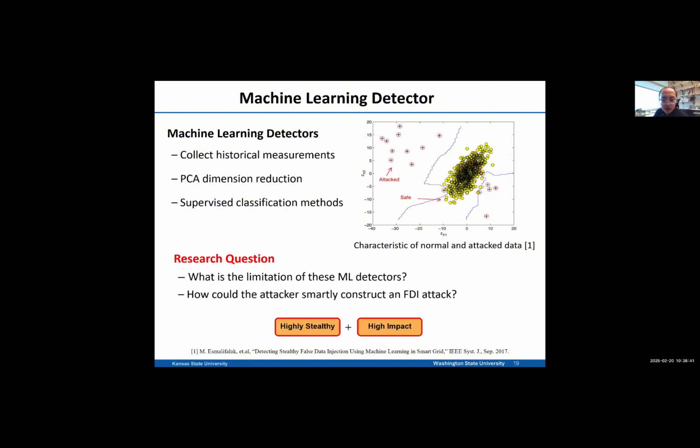But we know that false data injection attacks are designed to remain stealthy to the traditional chi-square detector in state estimation. But this FDI attack is not designed to remain stealthy to machine learning detectors. So our research question here is, what is the limitation of these classic machine learning detectors? And how can an attacker smartly construct FDI attacks that are highly stealthy to machine learning detectors and also have high impact on power system operation?